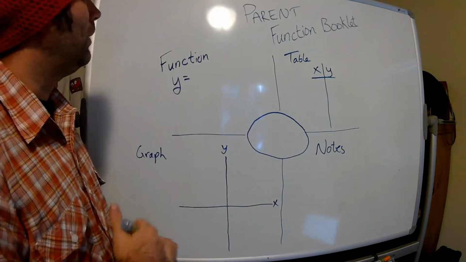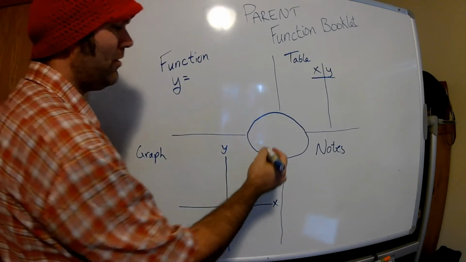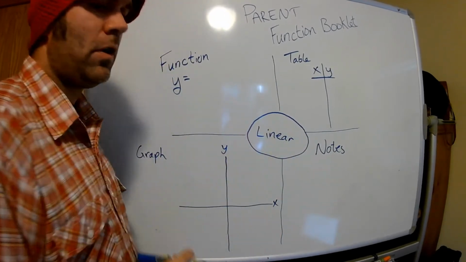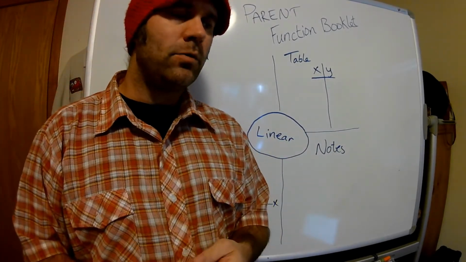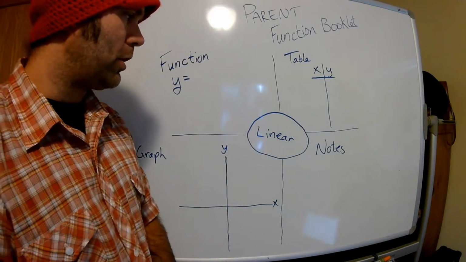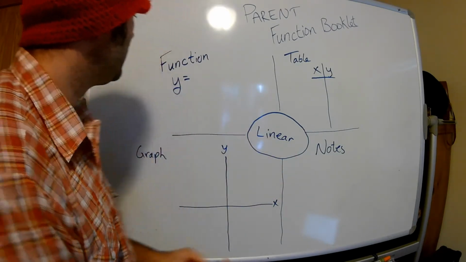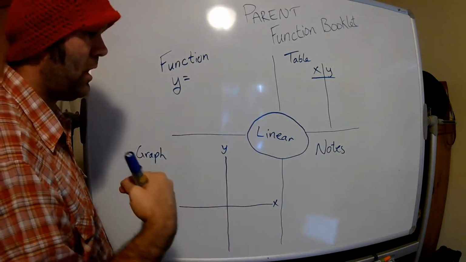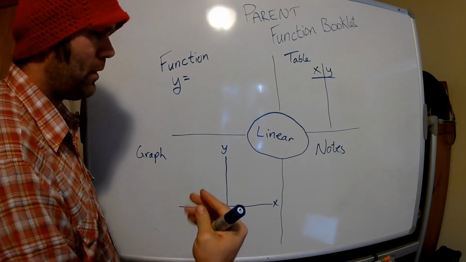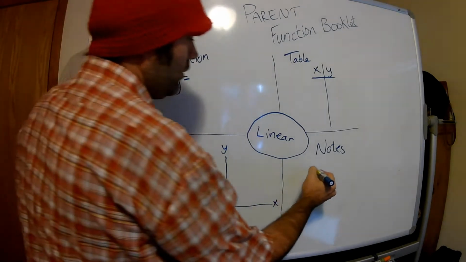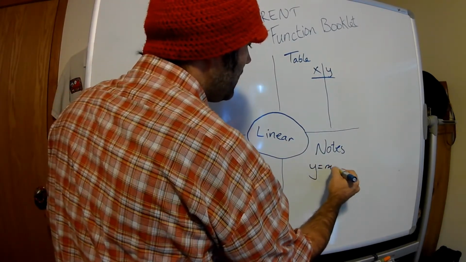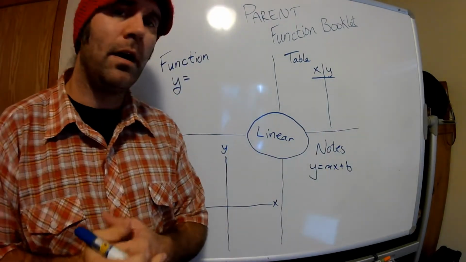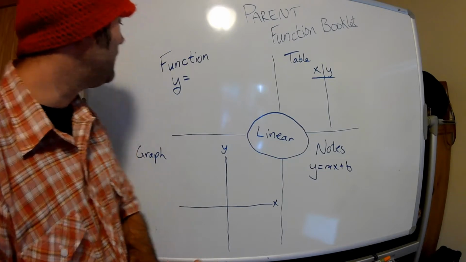So the first one we're going to do is linear. So in the center, we're going to write linear. If you don't want to print out the sheets, you don't have to. You could just do this in your own notebook. In the center, we're going to write linear, and we know what the full function's standard form is. That's y equals mx plus b.